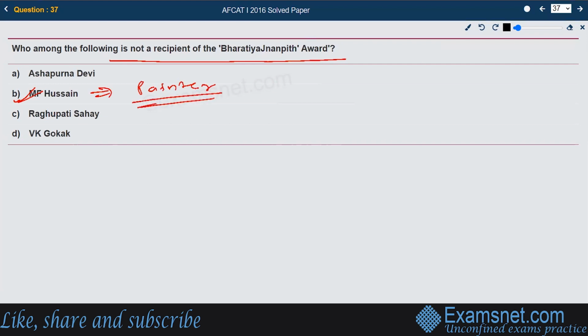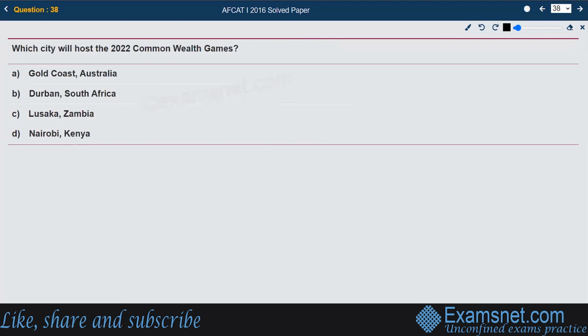Internationally acclaimed famous painter. So that is the right answer, M.F. Hussain. Next, which city has hosted the 2022 Commonwealth Games? And the right answer is Durban, South Africa. This is the country that has hosted the 2022 Commonwealth Games. So the right answer becomes B, Durban, South Africa.